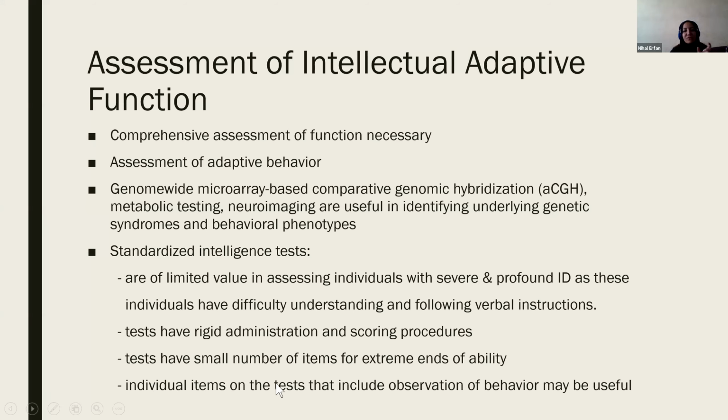So they have very few test items for extreme ends of ability. Even if you have somebody who's gifted, maybe these tests are not ideal. These tests are ideal for the average population. If you have individual items that include observation, those may be more useful.